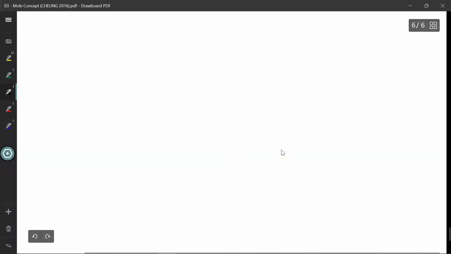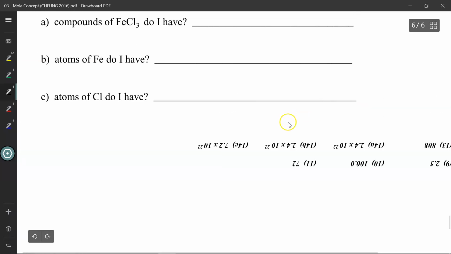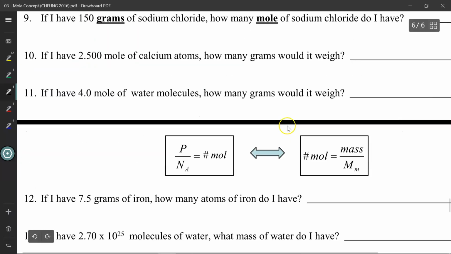I believe the answer is all the way at the back of the page over here, so double check to make sure you're on the right track. And let's move on to the last question over here.